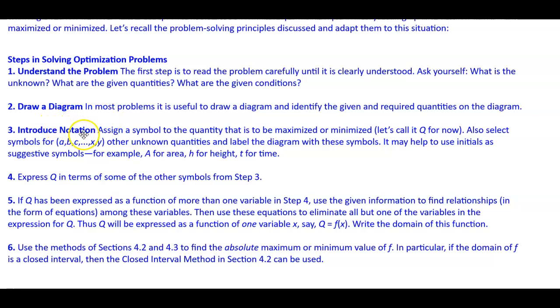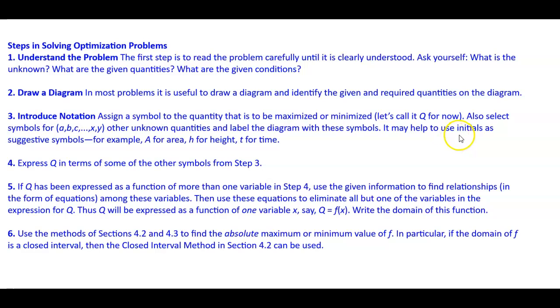Number 3, introduce notation. Assign a symbol to the quantity that is to be maximized or minimized. Let's call it Q for now. Also select symbols for other unknown quantities and label the diagram with these symbols. It may help to use initials as suggestive symbols, so for example, A for area, H for height, T for time. Number 4, express Q in terms of some of the other symbols from step 3.